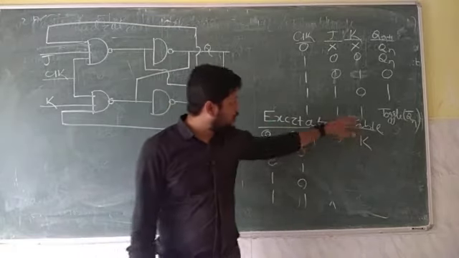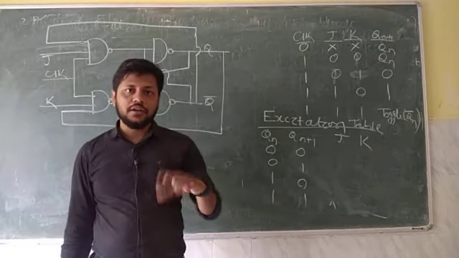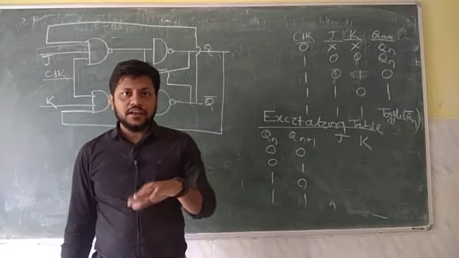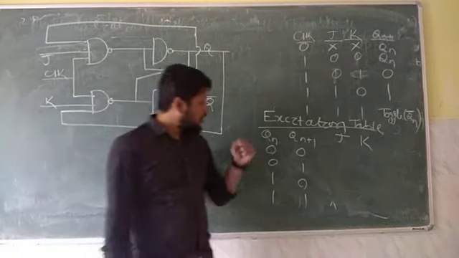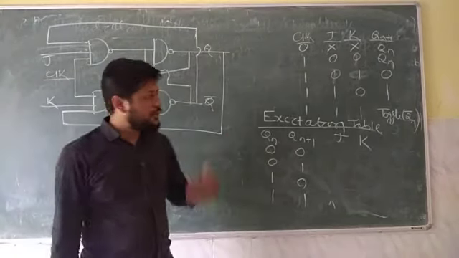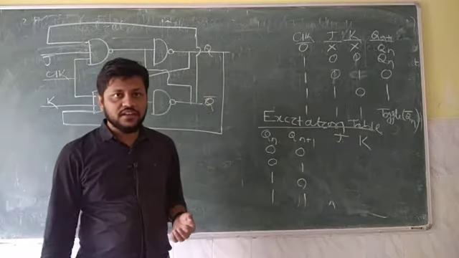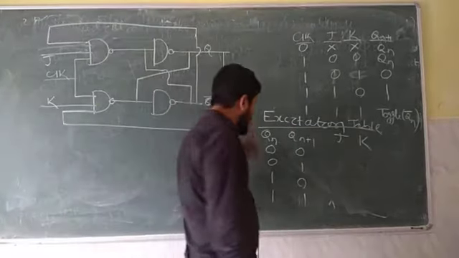That is when you apply J equal to 1, K equal to 1. In the last class I already explained that your output changes again and again, that is 0 to 1, 1 to 0, 0 to 1, like that. Before I teach you about the racing condition, first of all we must understand this excitation table, which is very important with respect to your counter circuit.